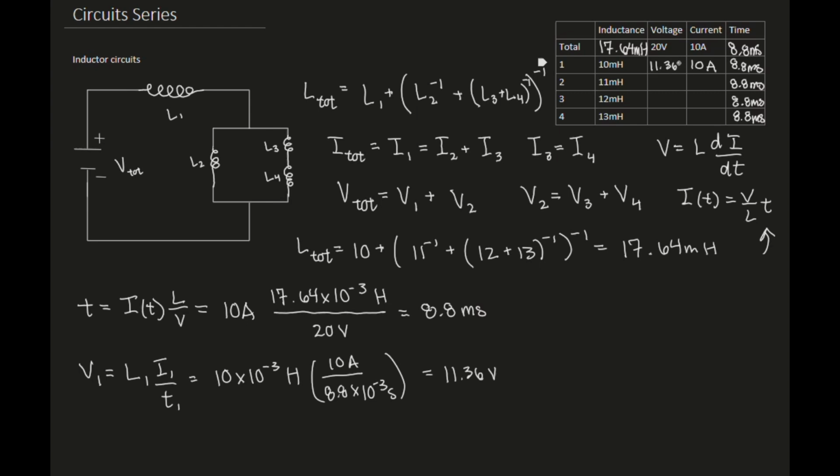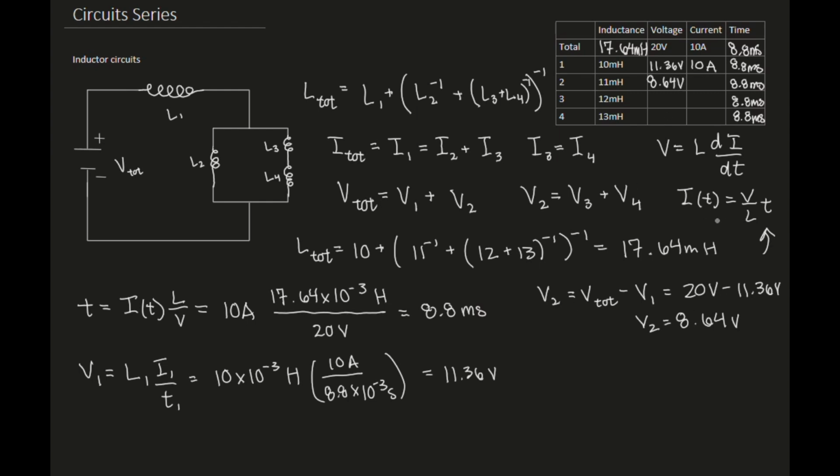Now if I remember, I can use the fact that I know my total voltage is equal to the voltage across 1 plus the voltage across 2 to figure out the voltage across 2, right? So if V total equals V1 plus V2, then V2 has to equal V total minus V1, which is going to give me 20 volts minus 11.36 volts. I get V2 equals something like 8.64 volts.